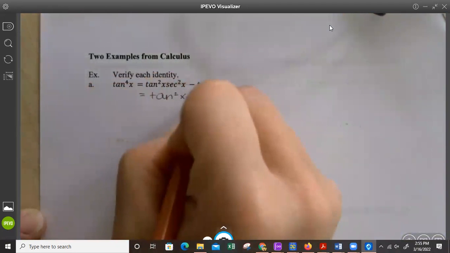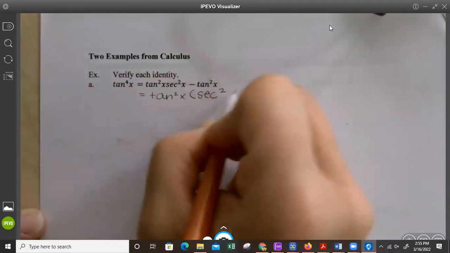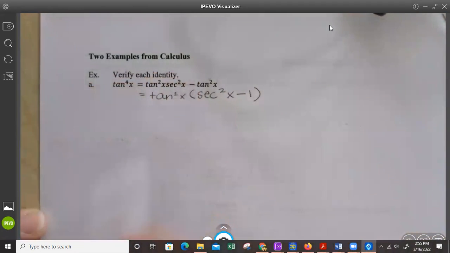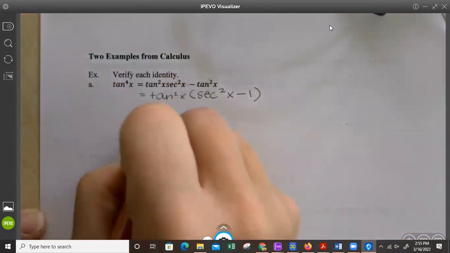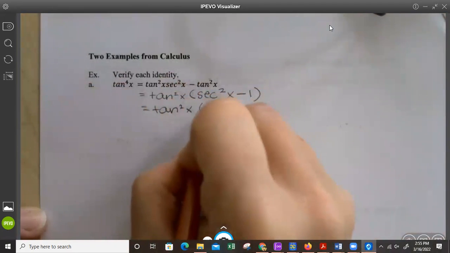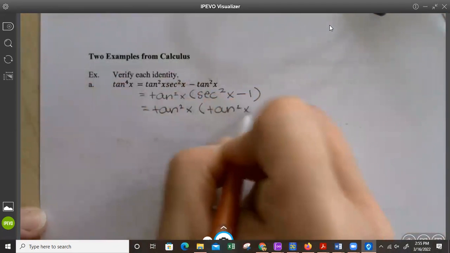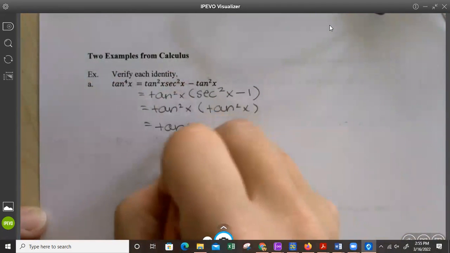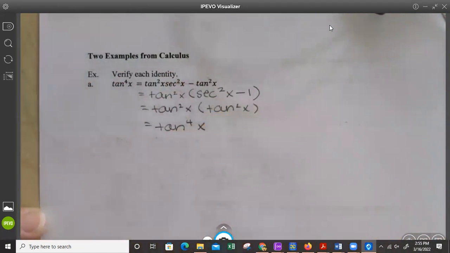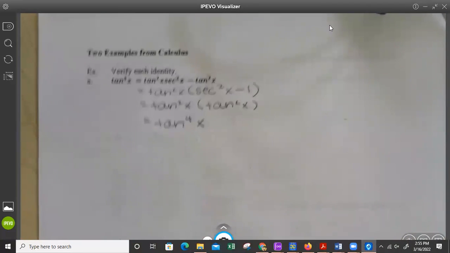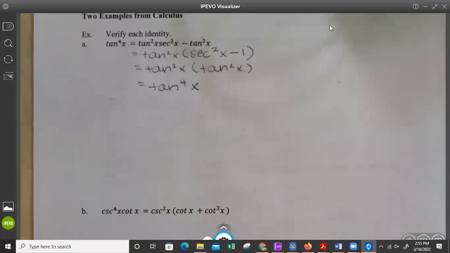Secant squared x minus 1. What is secant squared x minus 1? Tan squared x. What is tan squared times tan squared? X squared times x squared is x to the 4. That's it. When I told you it was quick, I was serious. They're really, really quick. What about this one?